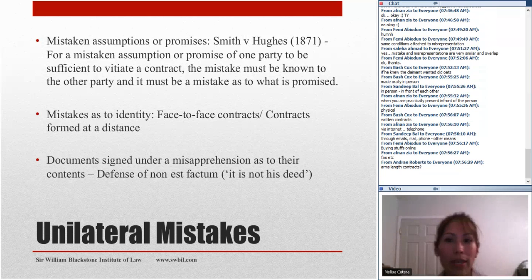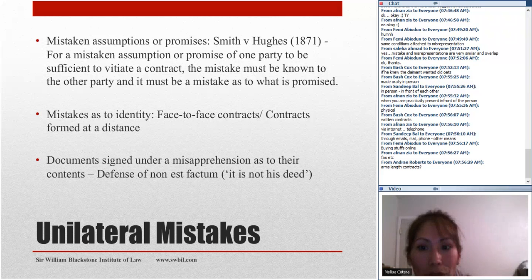We have here a case. It is Cundy versus Lindsay. In this case, the wrongdoer presented himself in such a way as to appear as a legitimate firm. The innocent party thought that they were dealing with a legitimate firm and shipped the goods to the wrongdoer.